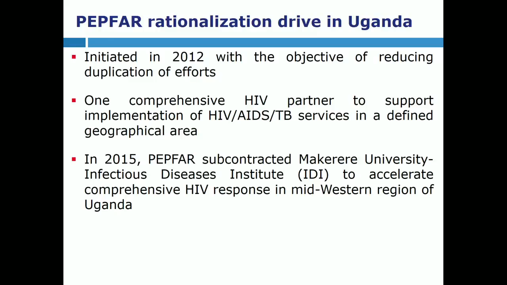So what about this rationalization? In 2012, PEPFAR started up the rationalization with the objective of reducing duplication of efforts. Here, one comprehensive HIV partner supports implementation of the HIV TB services in a defined geographical area. In 2015, PEPFAR subgranted IDI to accelerate comprehensive HIV response in Midwestern Uganda, and what I'm going to present is from that region for the 6 to 7 months that we have tried to integrate the TB services in this program.